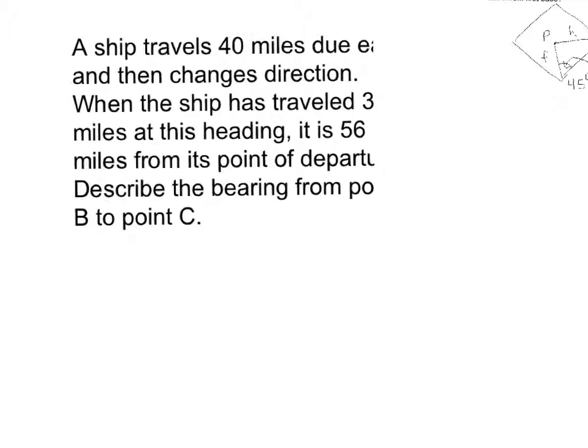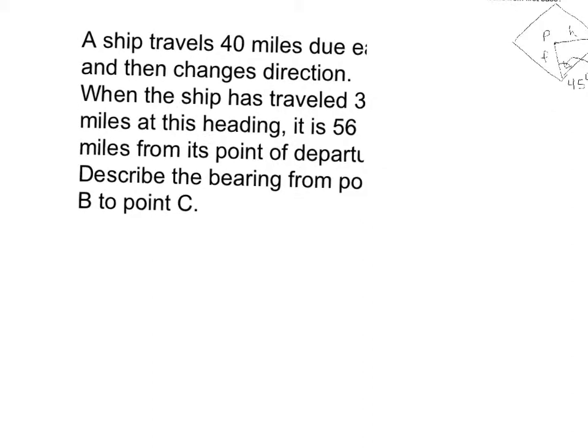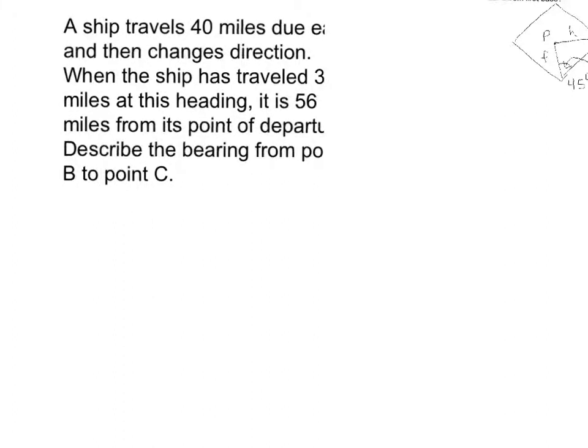Remember, bearing is always off of a north-south line. So let's see if we can draw this picture and what's happening. Let's call this point A, and it tells us that we're traveling 40 miles due east. You go 40 miles, and then you change direction, and you go 30 miles at this heading. So let's just say we're going to go somewhat north. We don't know exactly how, but we'll just say we go here, and we're going 30 miles, and we're going to call this point B.